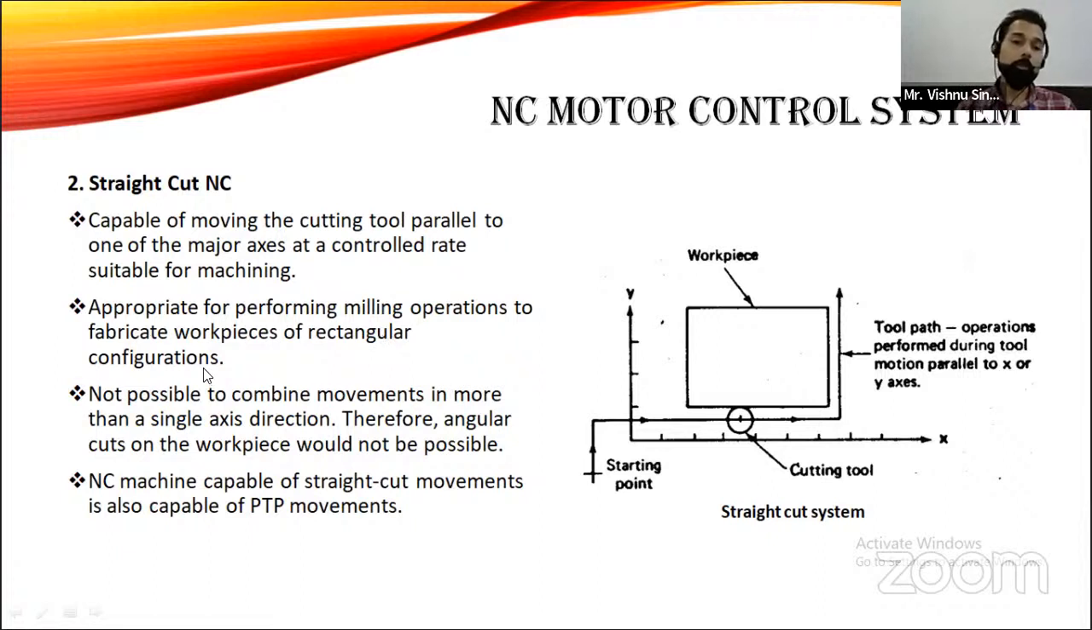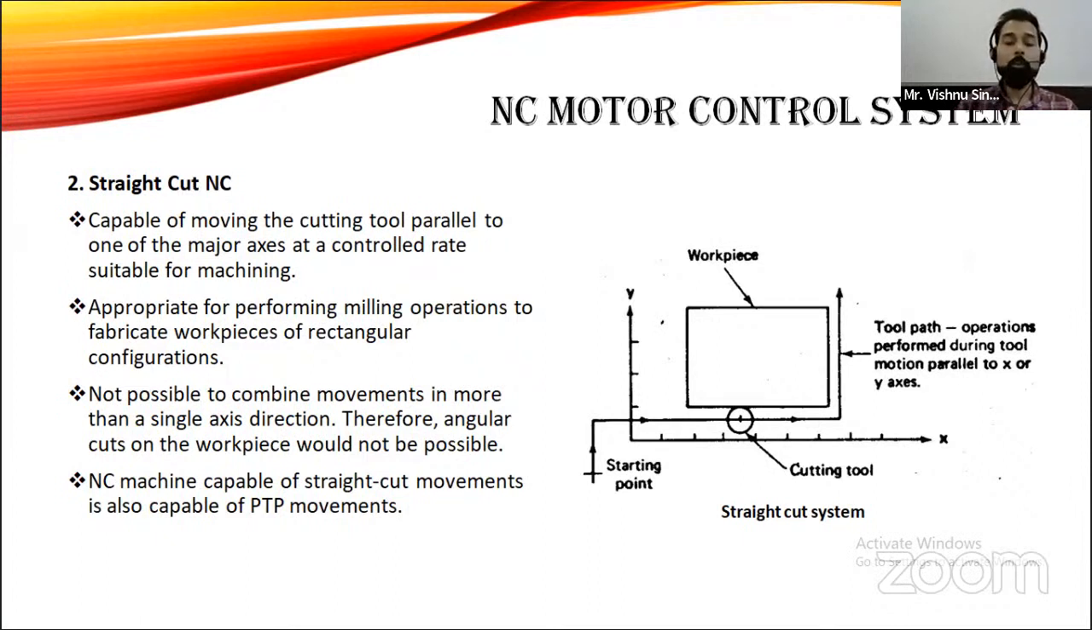So obviously my workpiece should be either rectangular, square, or flat. On a circular workpiece, we will not be able to perform this operation. It is not possible to combine movement in more than a single axis direction. So what exactly does this line mean? Suppose I have to move my tool to x6 and y8. If we want to move the tool to that location, then my tool should move in two axes simultaneously. But that type of movement will not be possible in a straight cut NC system. With this type of motion, we can move our tool only in a single axis. Therefore, angular cuts on the workpiece will not be possible. So this is a disadvantage of the system.